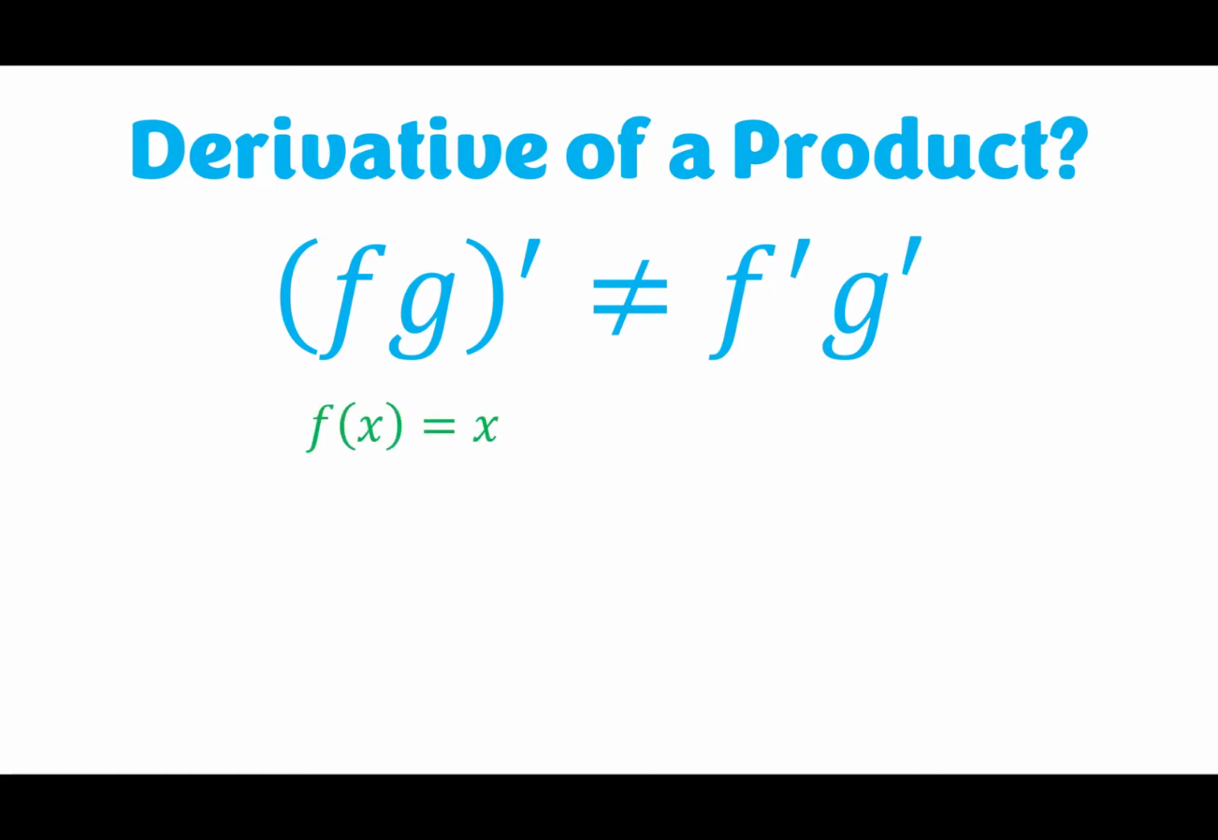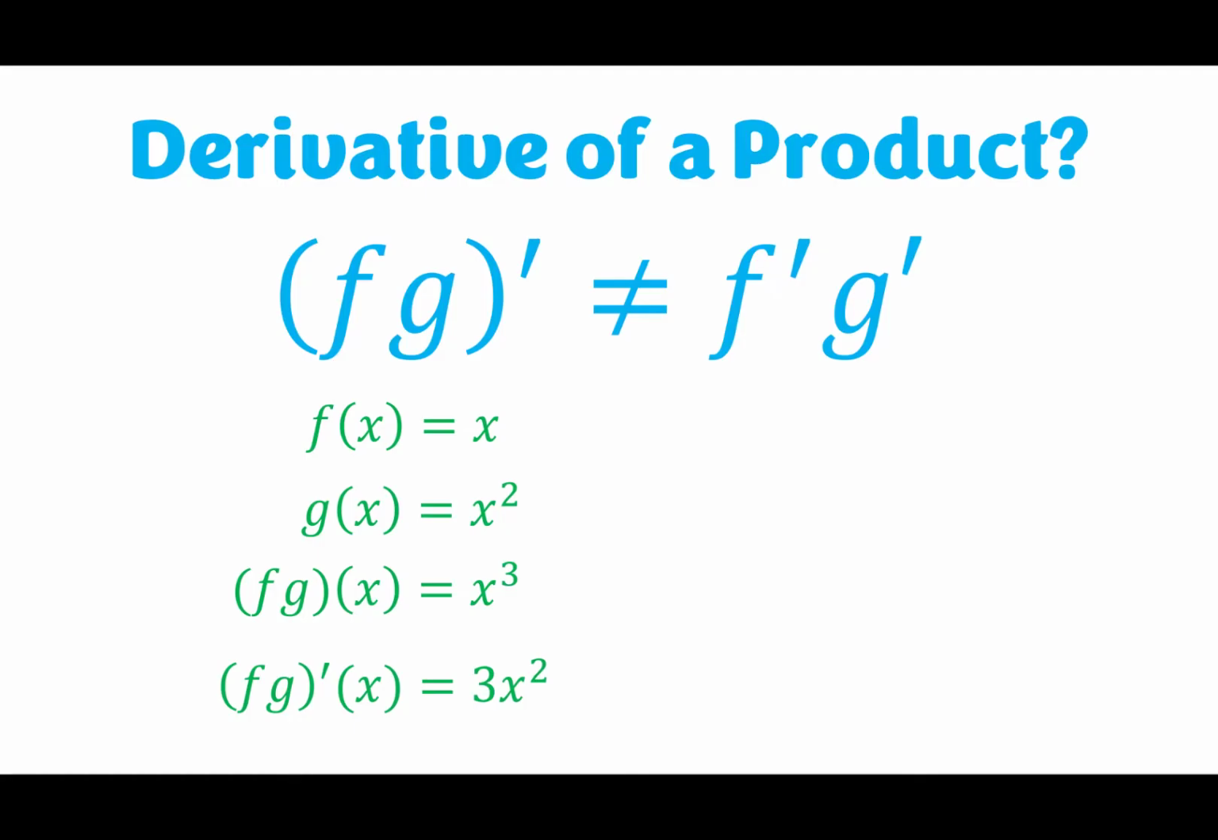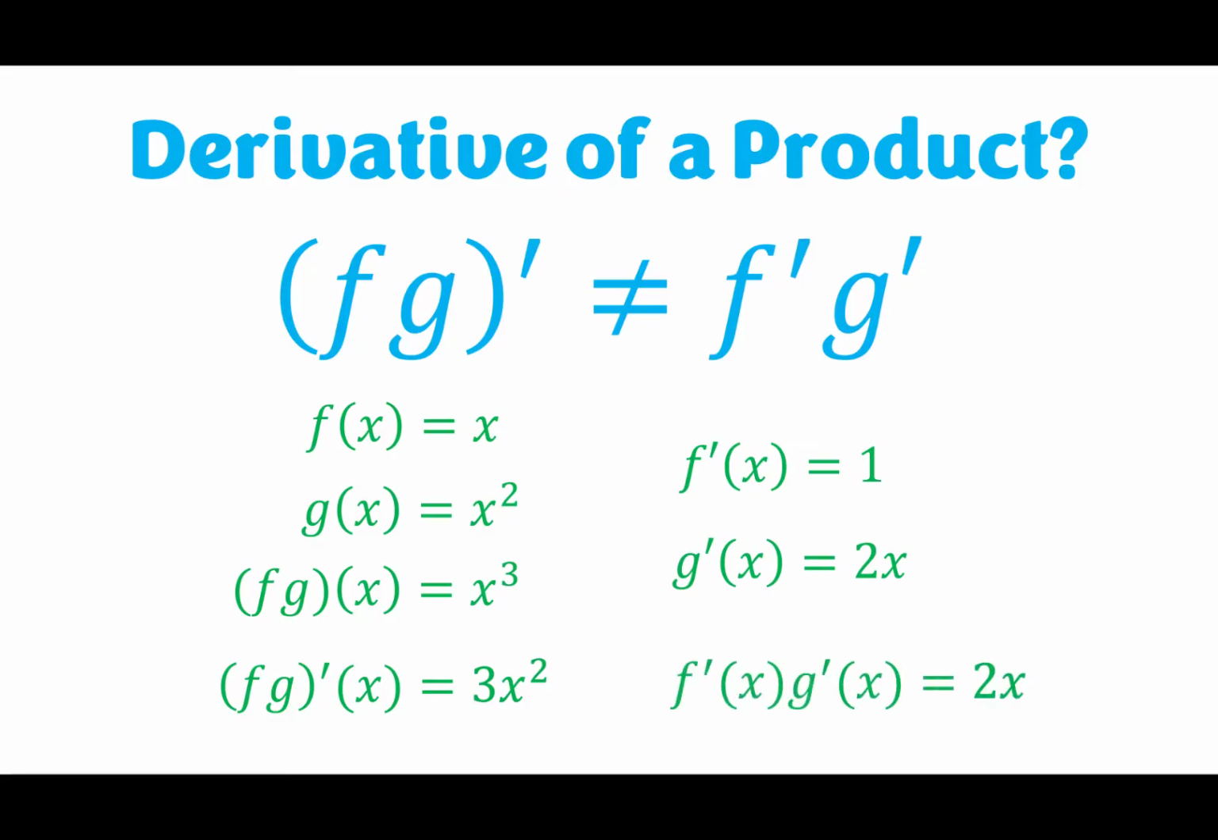So if f of x is equal to x and g of x is equal to x squared, the product of those two functions is x cubed, and the derivative of that product is 3x squared. To get that derivative, we use power rule from the last section. But we can also use power rule to get the derivative of f, which is 1, and the derivative of g is 2x. And now take the product of those two derivatives, that gives us 2x.